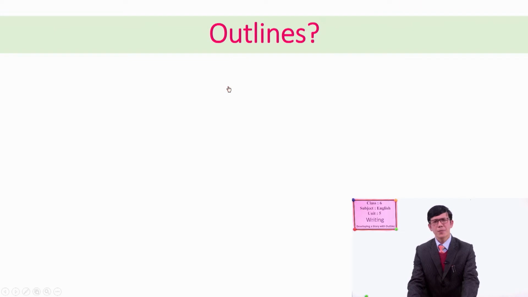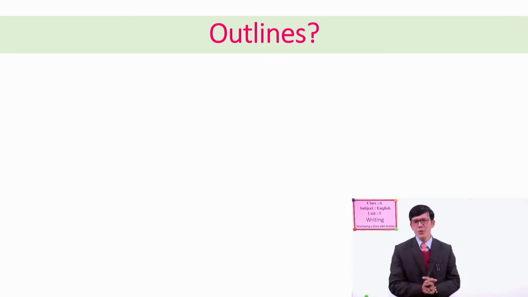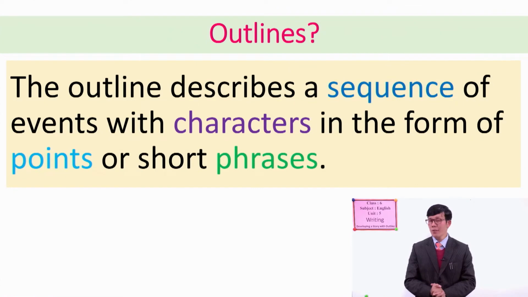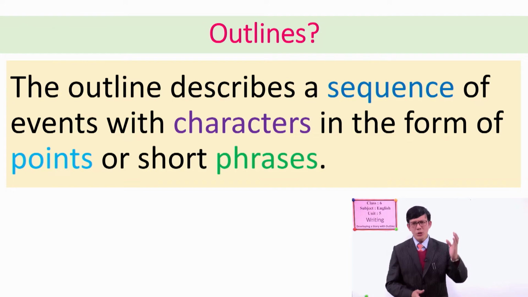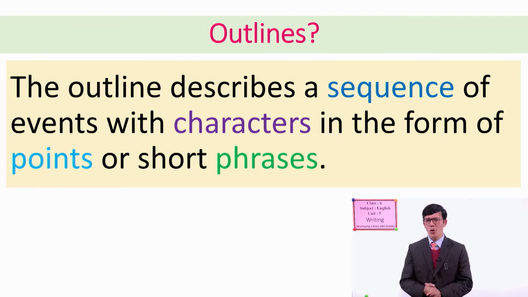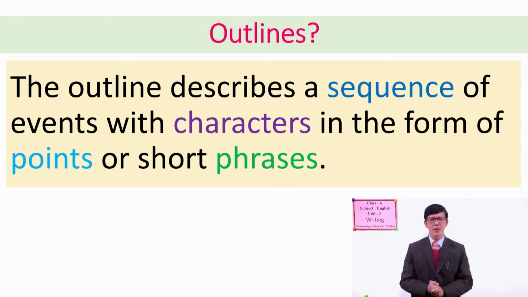Well, very good. Now, today what we are going to do is develop a story with the help of outlines. But what are outlines? Let us have a little talk on what outlines are. See, an outline describes a sequence of events with characters in the form of points or short phrases. How the events are developed, in an order, in a sequence. That is what we call outlines.